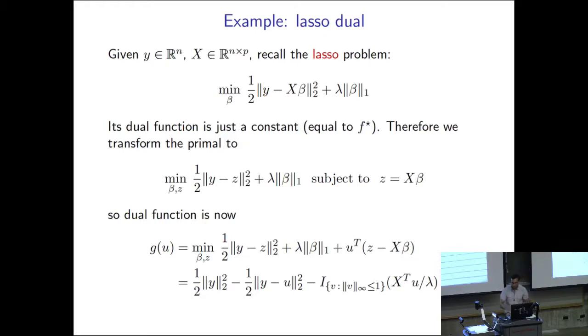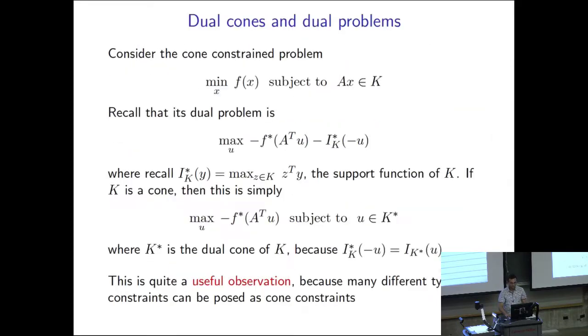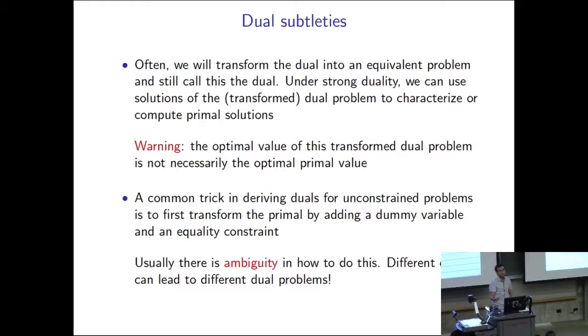But in any one problem, there's going to be typically more than one way to derive a dual if you're introducing auxiliary variables. There's ambiguity there, and so the best advice I can give is try all of them. They're all going to be different dual problems, even though they're all equivalent, and there'll probably be one that has the nicest structure. So there's not just one unique way to derive a dual for unconstrained problems.